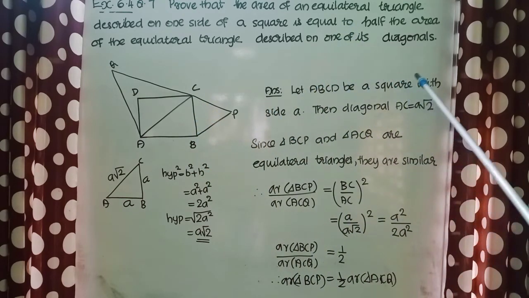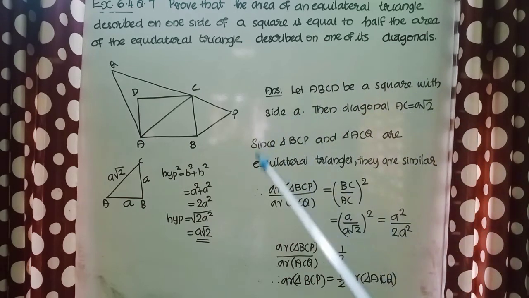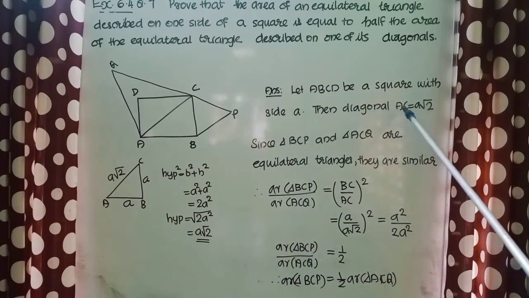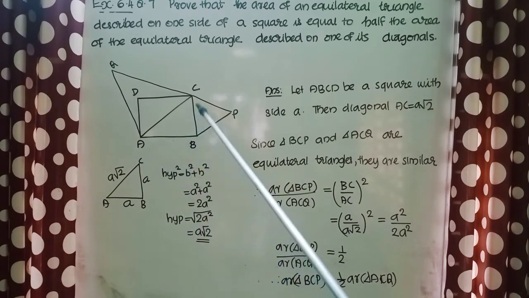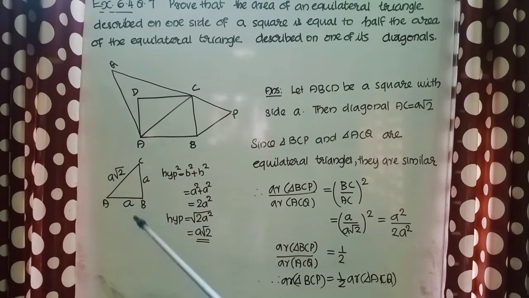Let ABCD be a square with side a. Then diagonal AC equal to a root 2. Here let us take the side of the square as a. So this AB is a and BC is also a. Then what is the length of this AC? It is the diagonal. We know this is a right triangle, so we can apply the Pythagoras theorem.